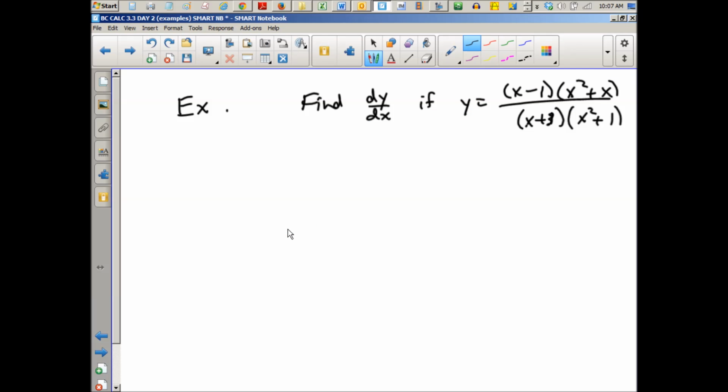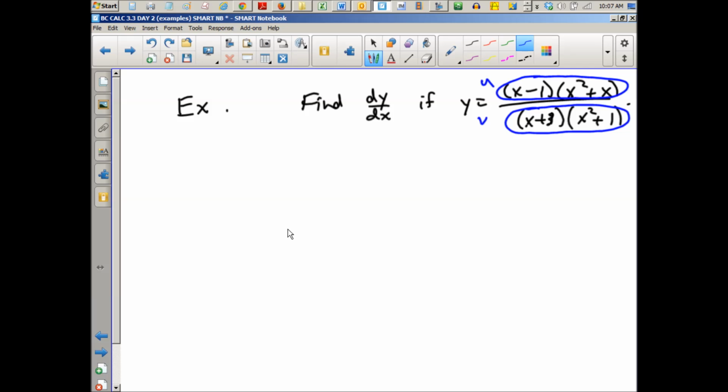Okay, this next example, the easiest way to do it probably would be to FOIL the top and the bottom, and then to apply the quotient rule once. But there is another way to do it. Okay, so I'm going to actually treat the top function as u and the bottom function as v.